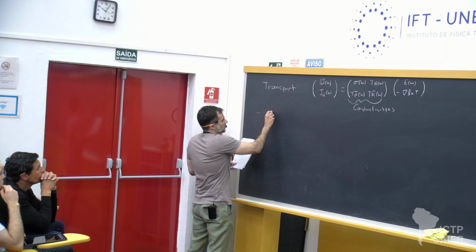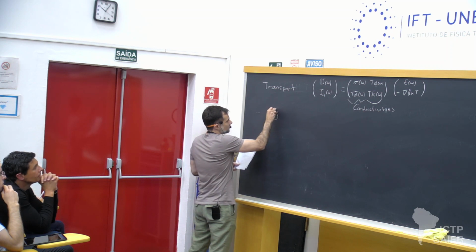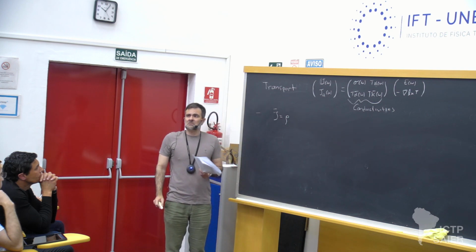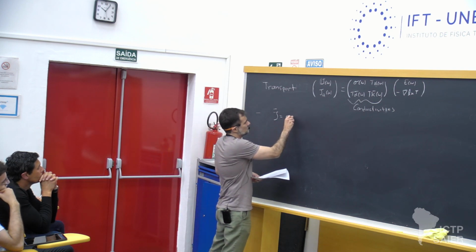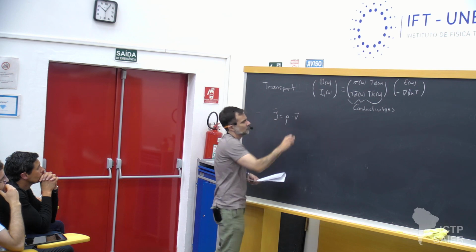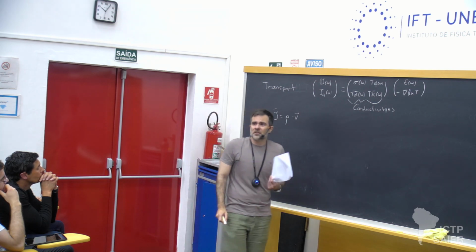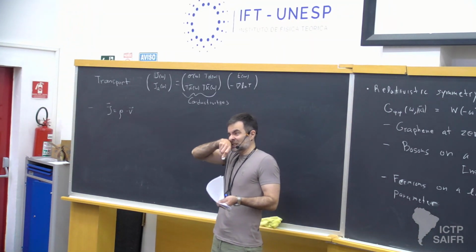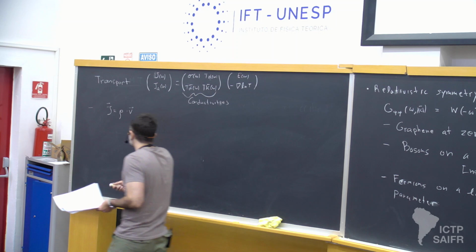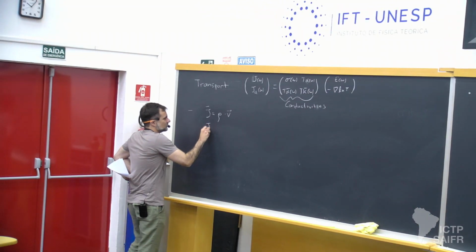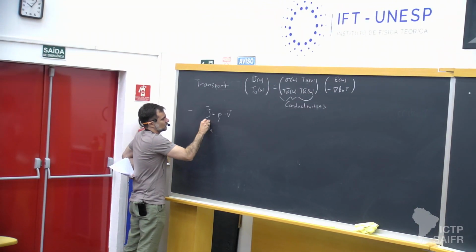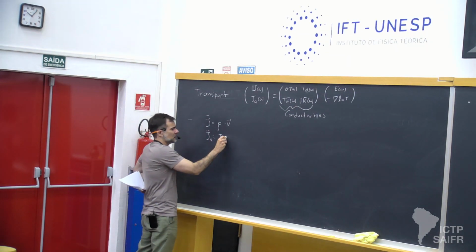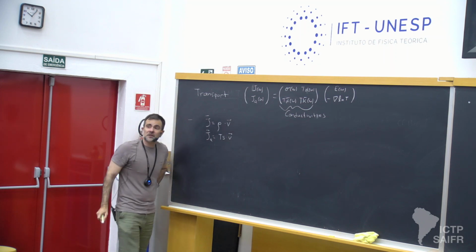So you can say that the current will be some charge density that you have in the system times the velocity of your particles in the system. Makes sense? That's what they told me in high school. It was okay. And then the heat current will be something like the entropy density times the same velocity.